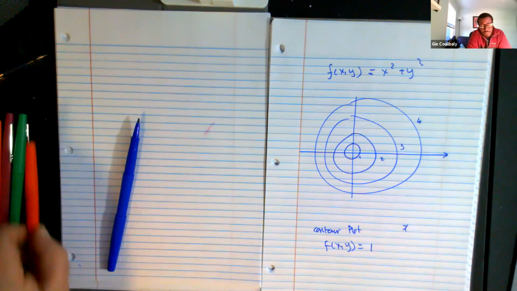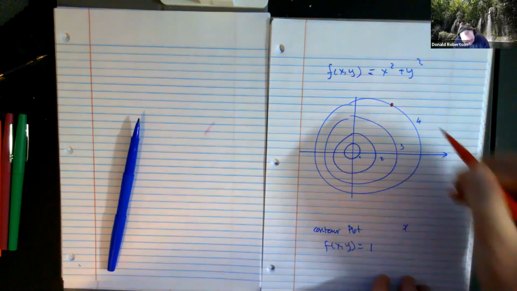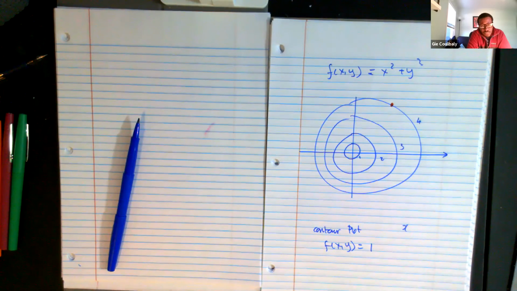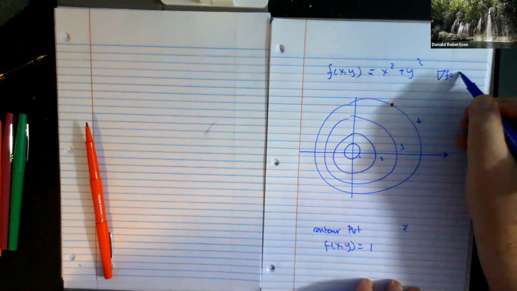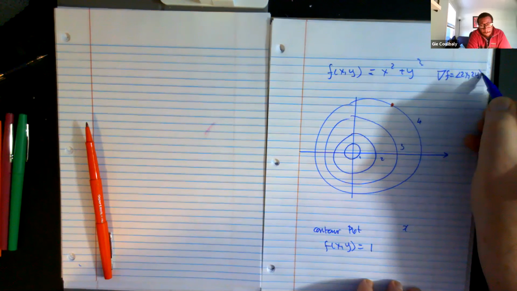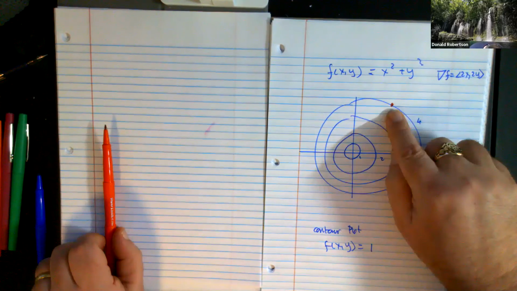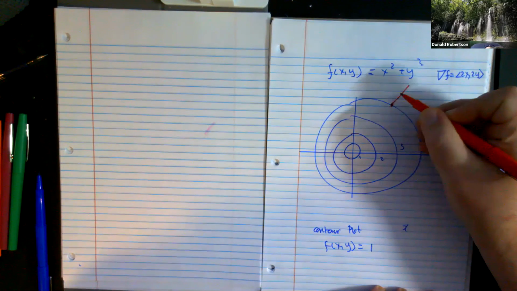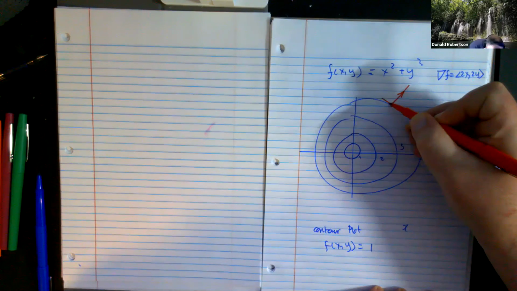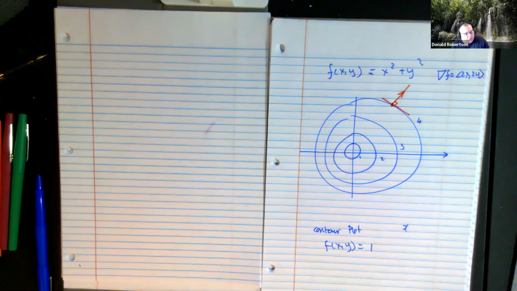Now, if you take a random point, let's say a point here, and you find the gradient vector, which we know is (2x, 2y), and you find the value of that at this point here, what you get is a vector, and the vector points this way. It's at right angles to the contour line.